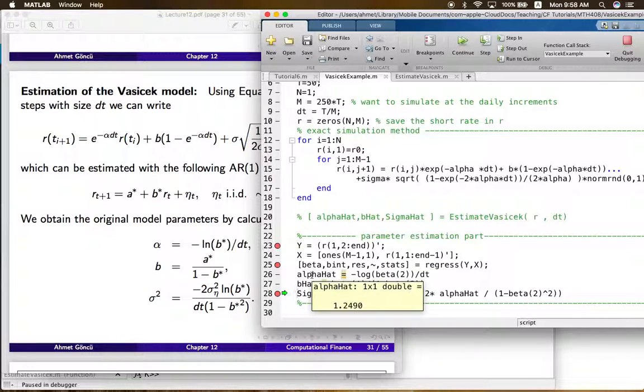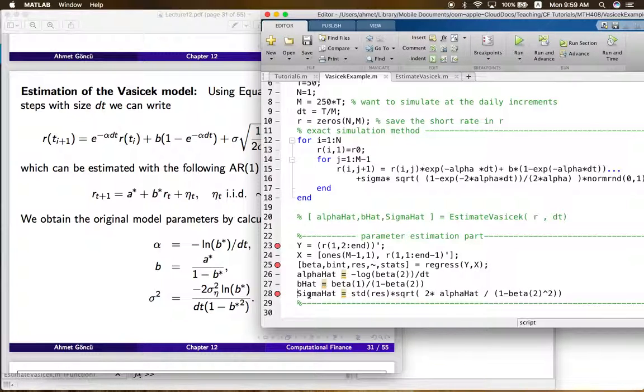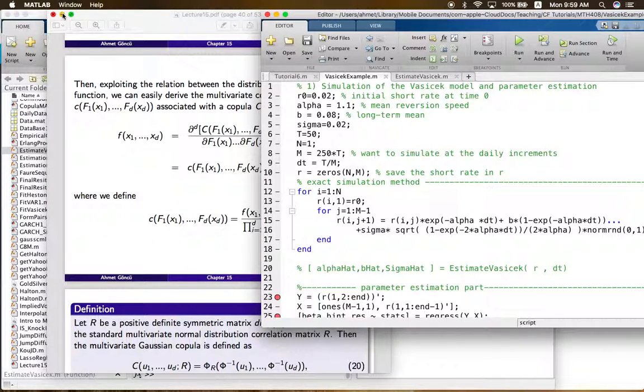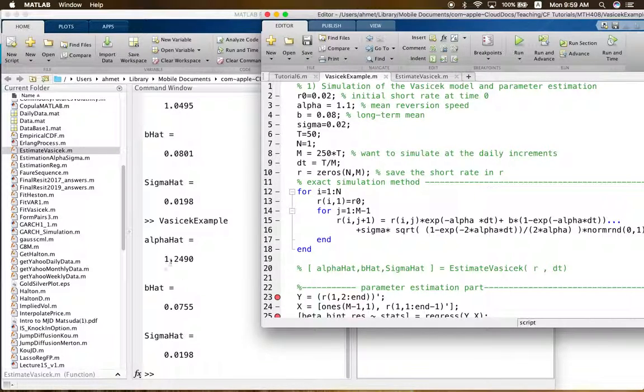Then you just need to get alpha hat, b hat, and you will get the sigma hat. And then you can compare with your original values. We can see that alpha hat is 1.24, and this was the original value. B hat is here, which is sufficiently close, and also sigma hat is sufficiently close to this 0.02. So you can see that especially for b and sigma, our estimation methodology is more accurate.